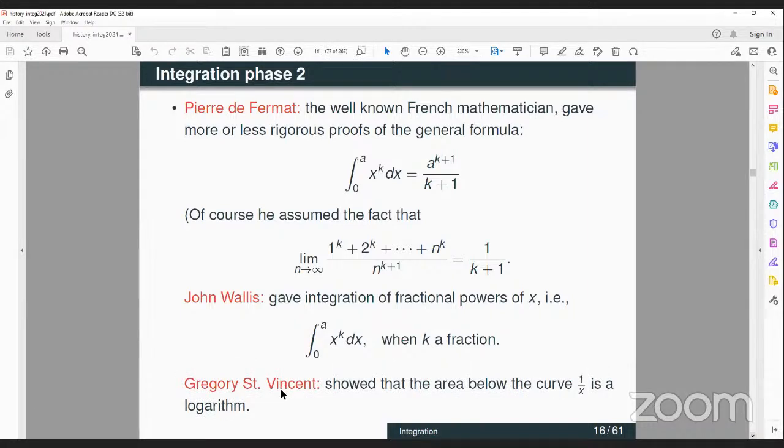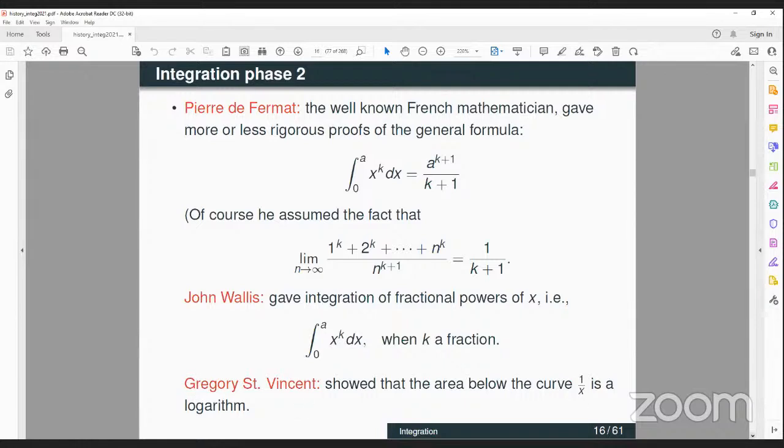Gregory gave the area below the curve 1 over x. Some of you may recall that the indefinite integral of 1 over x gives you the definition of logarithm. So the fundamental theorem of calculus has an application: now we can define the logarithmic function very precisely by integrating 1 over x. And it was Gregory who had first anticipated this to be true.